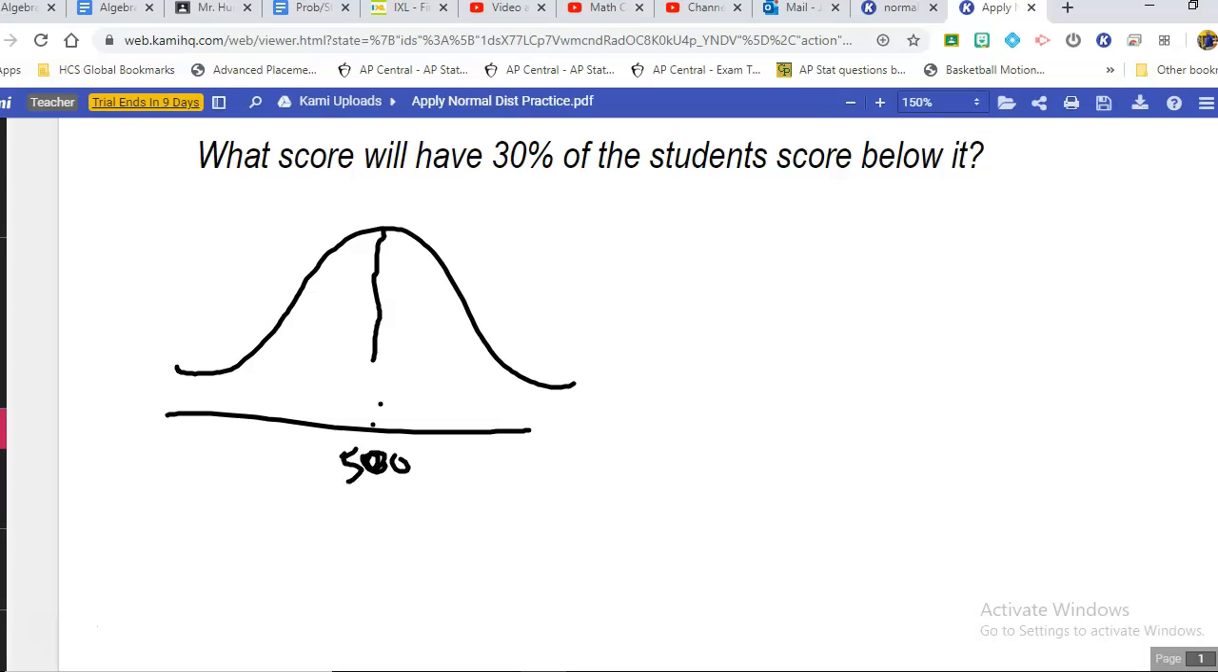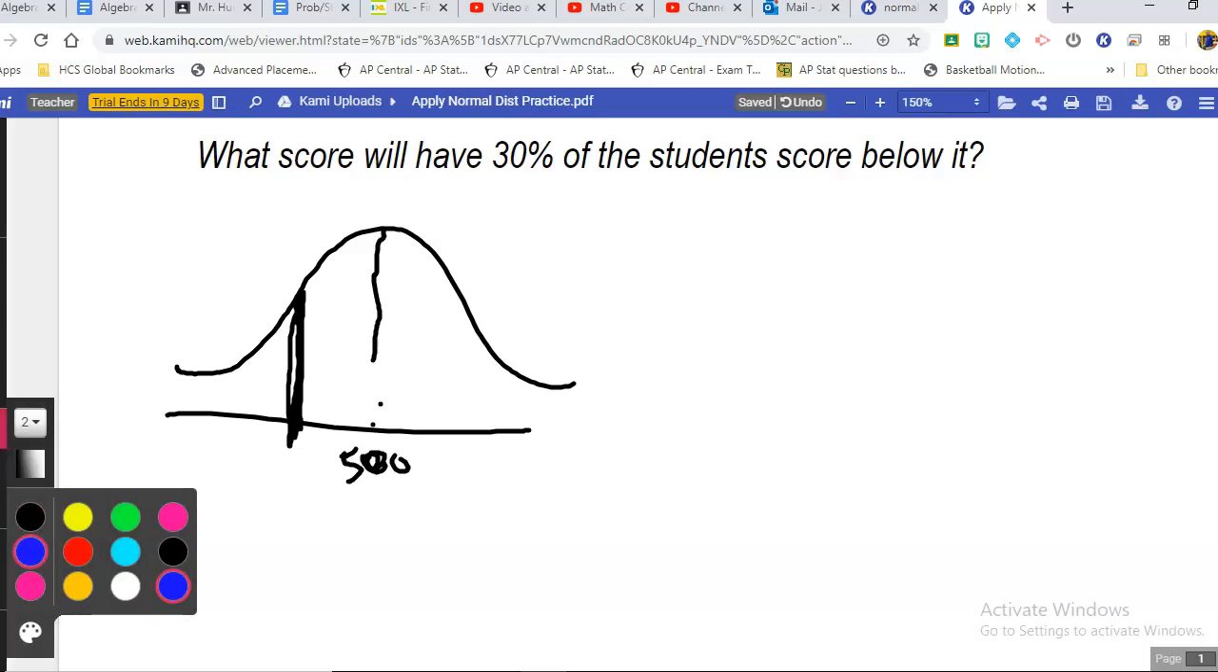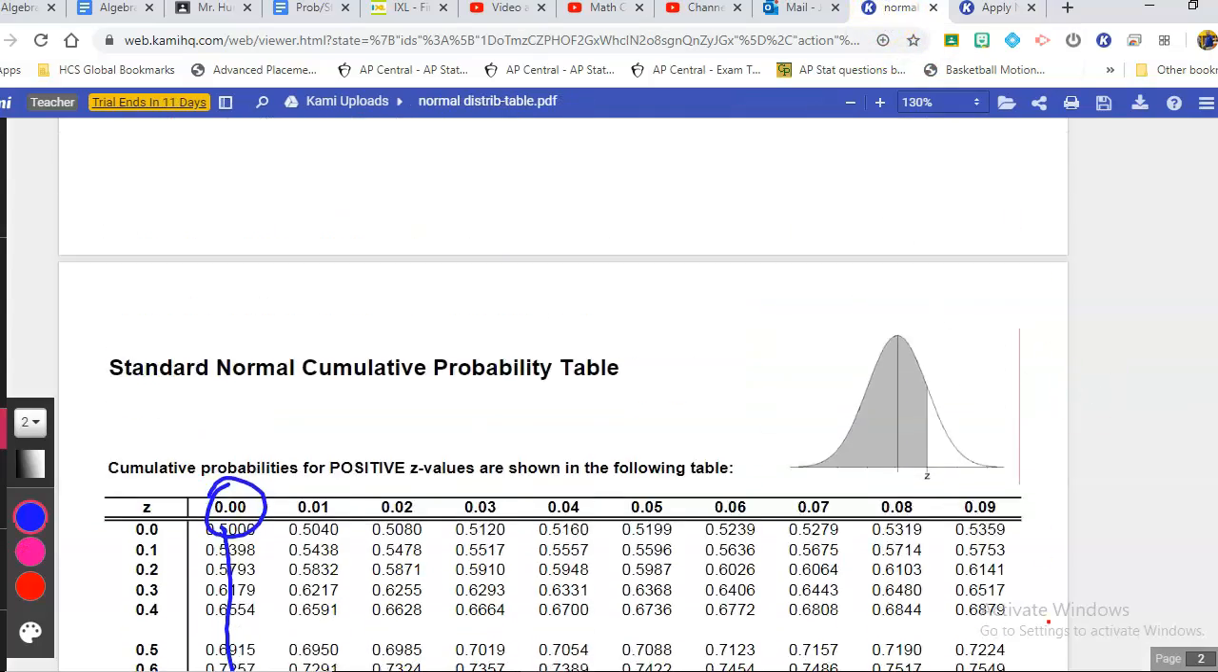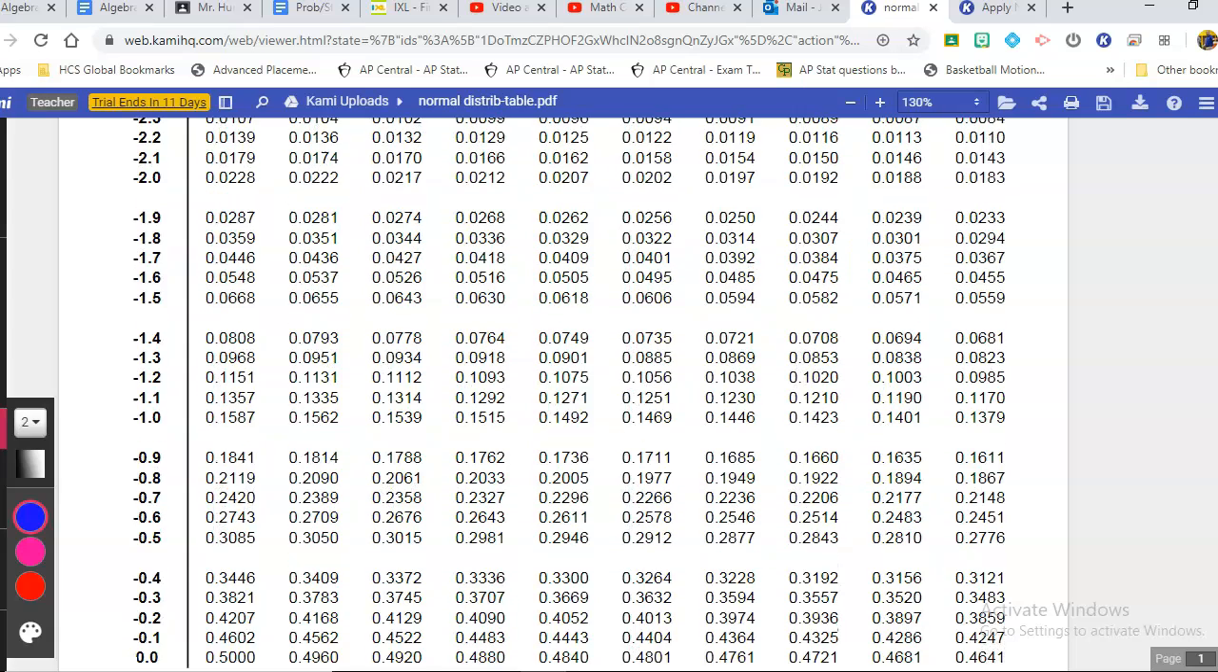We know the mean is 500. 30% we want to beat out. So if we got 30% below, that would be down here somewhere. And we know that there would be an area back here to the left of 0.300. So we want to know what score it's going to take to beat out that percentage. So we're going to go to our table. Since this is to the left, we're good to go. So we'll go to our table and we are going to find the closest thing to 30% that we can.